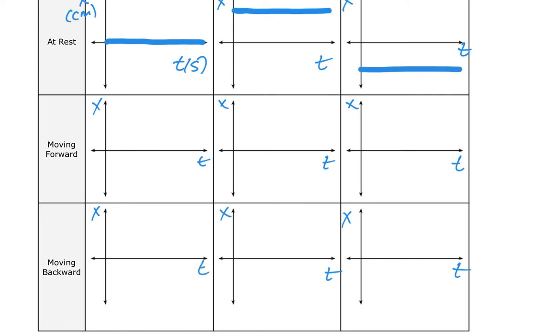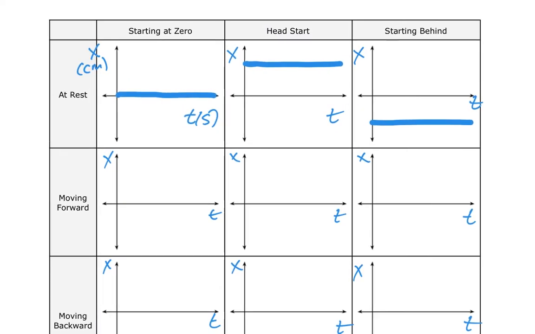And we'll just get these all done right now, okay? So at rest, if an object's at rest, we know we're going to see a horizontal line for the position graph. Now let's take a look at what we're going to see if an object is moving forward. This is exactly what we saw in your lab. We saw a straight line position graph with an increasing slope. So again, let's make that just a little thicker.